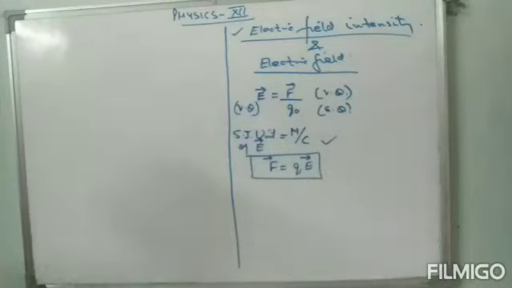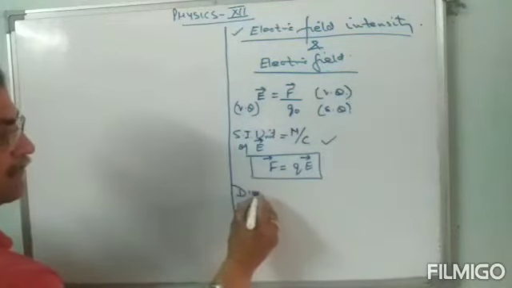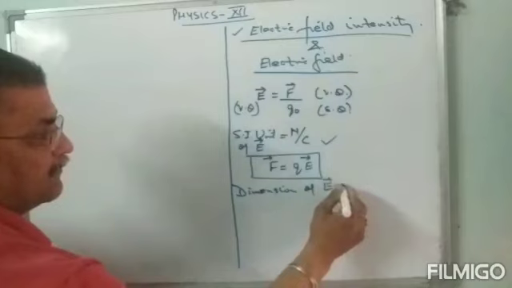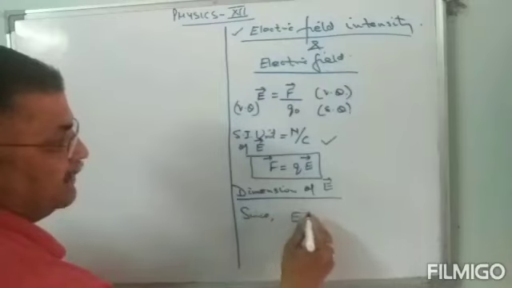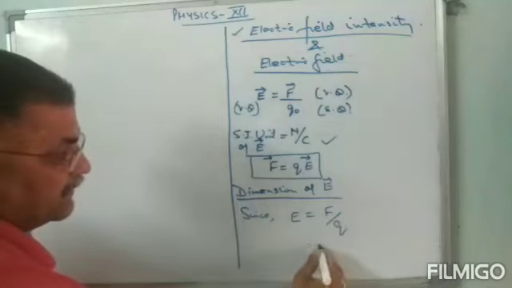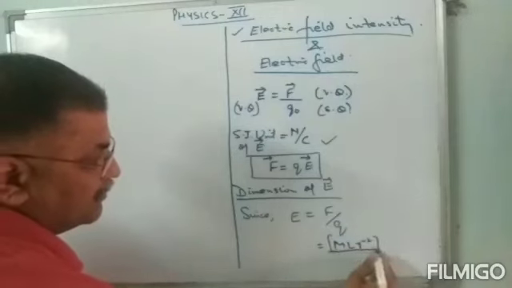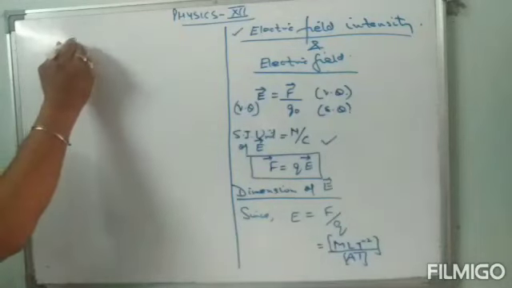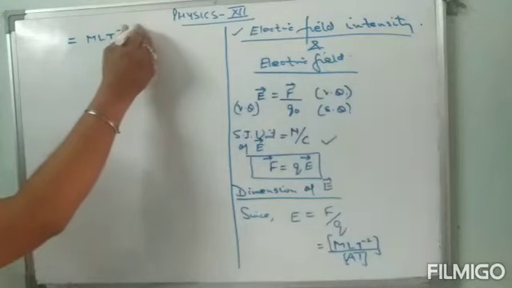Let's derive the dimension of electric field intensity. Let's calculate the dimension of E. Since E is equal to F upon Q, the dimension of F will be M L T to the power minus 2, upon A into T. So we are left with M L T to the power minus 3 A to the power minus 1.